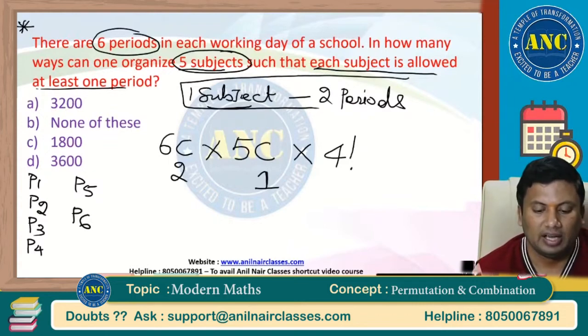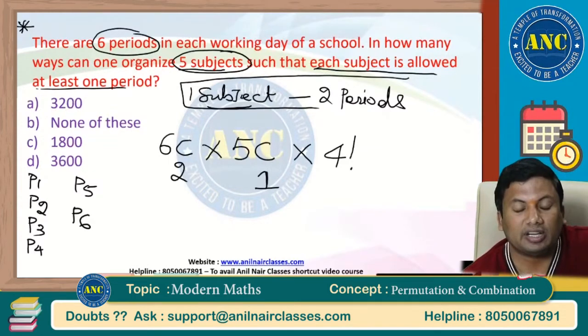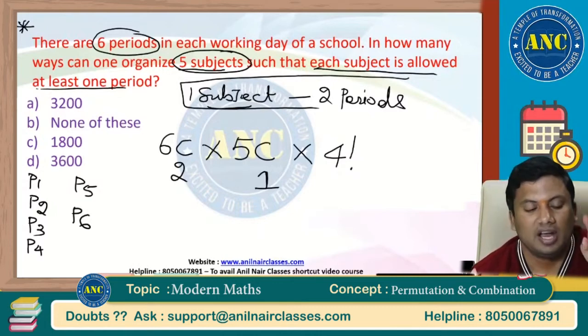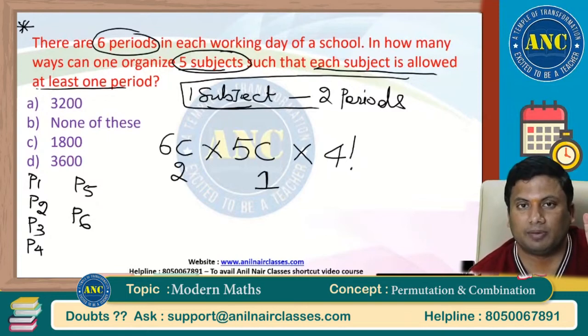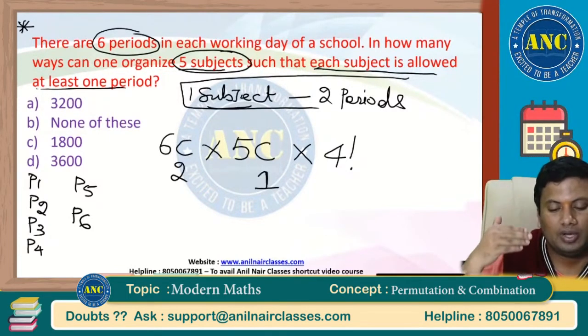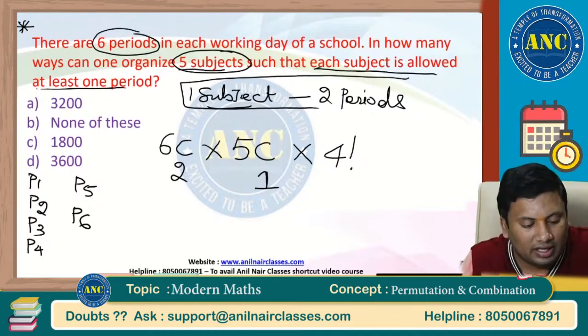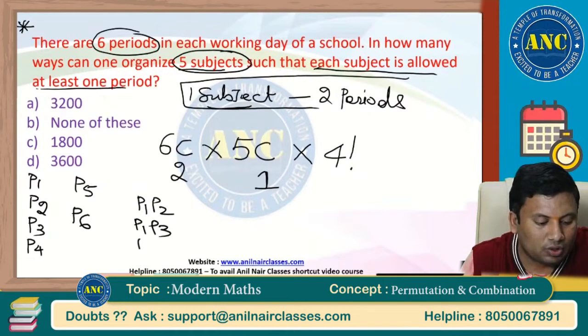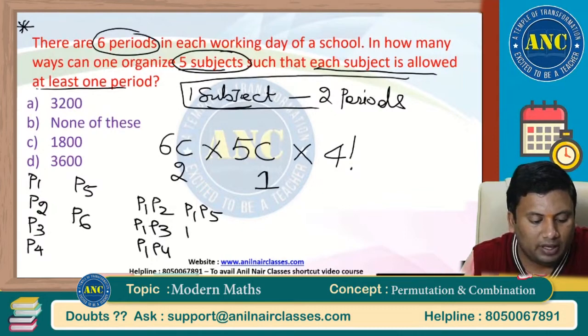Again I am telling you, one subject can come in 2 periods. Out of 6 periods, there are 2 periods which will have the same subject. We do not know which 2 periods. That could be P1, P2; P1, P3; P1, P4; P1, P5; P1, P6; P2, P3.